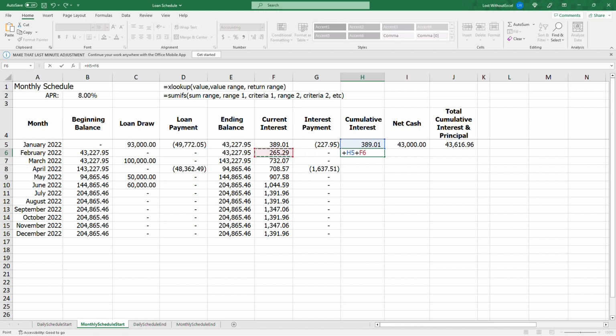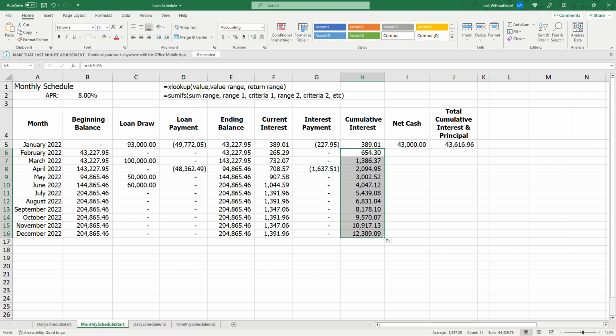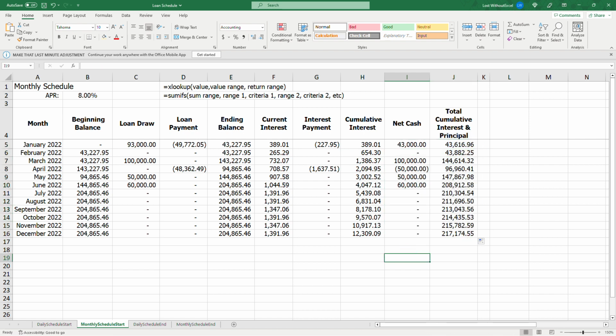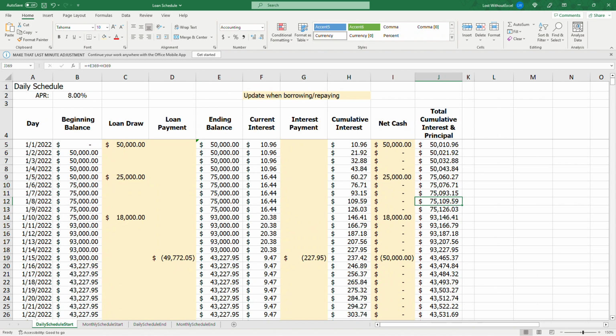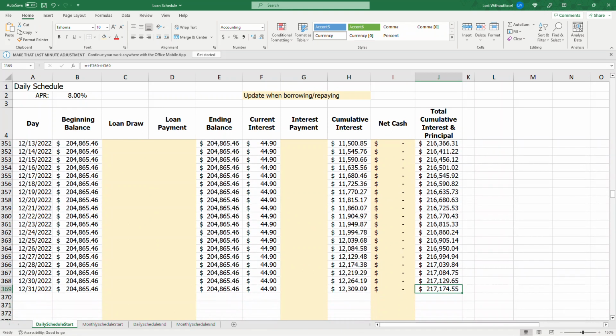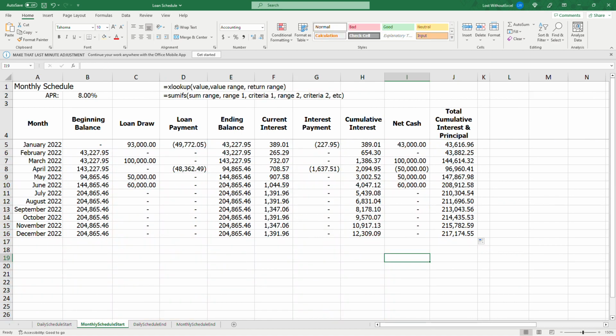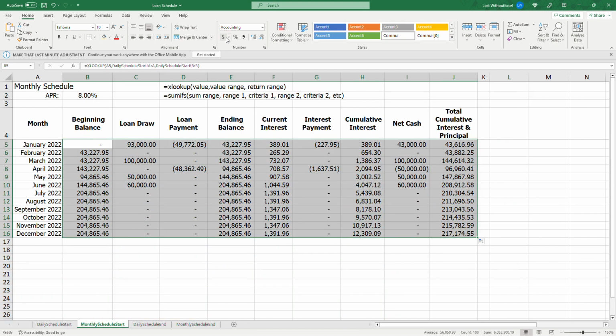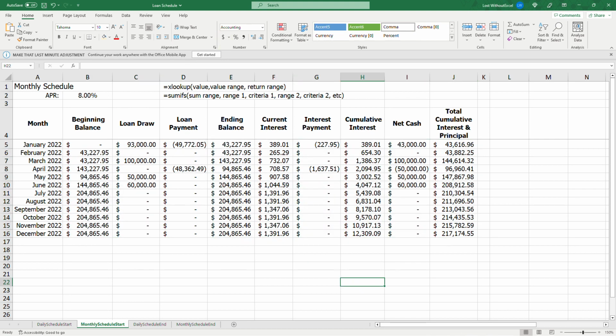We started with some last month, and similar to the daily one, the first row is different, and then the second through whatever has a different formula than the first row. And then we go on, and just to make sure that I'm not crazy, we should be at 217,174 as our ending for the daily schedule, and our monthly schedule now shows the same. I'm also going to add dollar signs to this, just that's the way I like to do it.